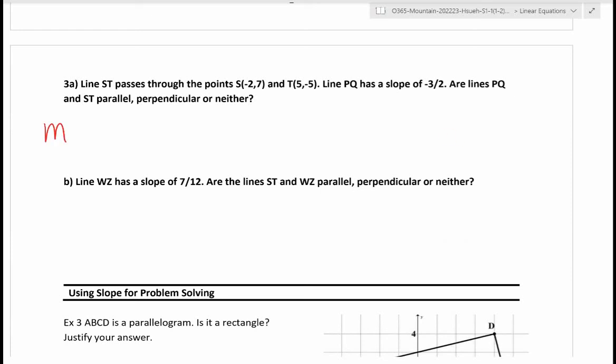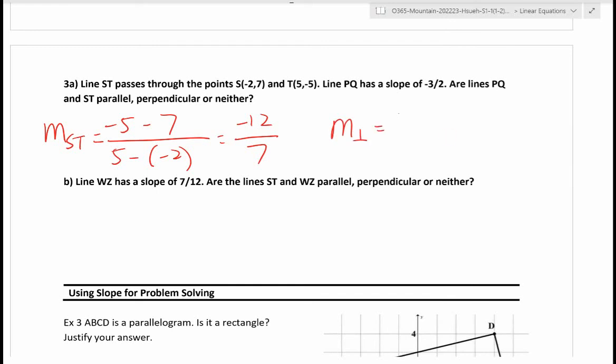Well, I guess all we have to do is find the slope of ST. So again, y2 minus y1 over x2 minus x1. This will be -12 over 7. Now, if we want to find the perpendicular slope, it would be 7 over 12, right? The negative sign will disappear because negative times negative is positive, and if you flip the fraction, it's 7 over 12. This is not the same as -3/2, and -12/7 is also not -3/2, so they are neither parallel nor perpendicular. So the answer is neither.